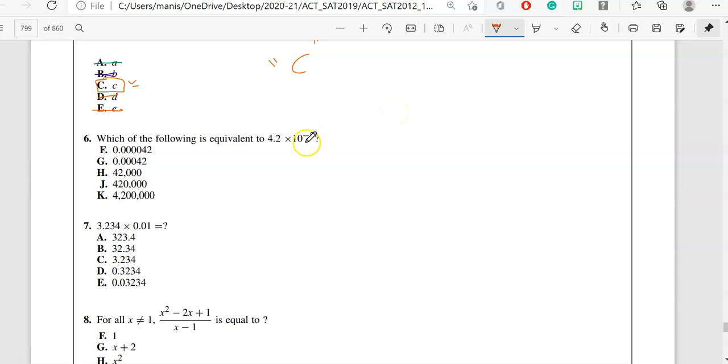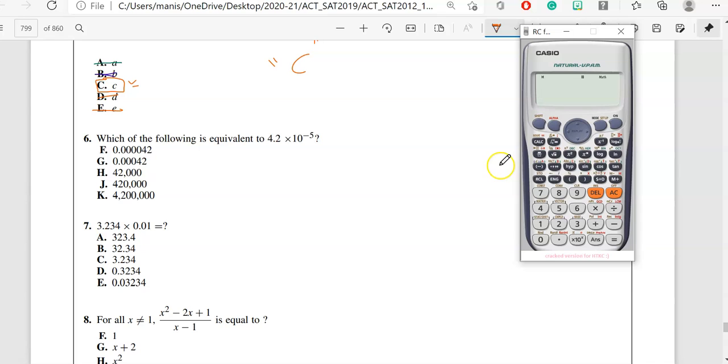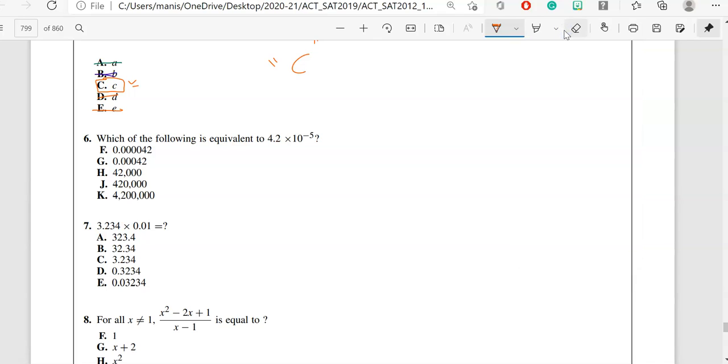Which of the following is equivalent to 4.2 times 10 to the power negative 5? Since we are allowed to use the calculator, I will just type this in the calculator over here. Make sure you have a calculator which looks like mine. That's my negative sign, and 5 over here. Let's see what is my answer. I will press this button. I got 4.2. Let me press one more time to see if I'm able to find it. As you can see, the calculator does not work on this as we tried. So I need to do it the manual way.